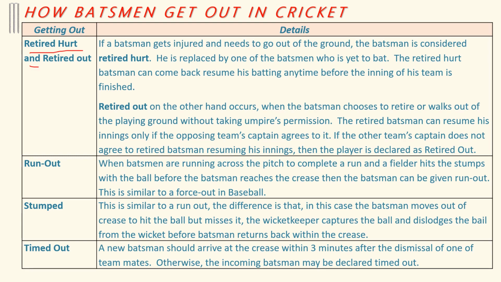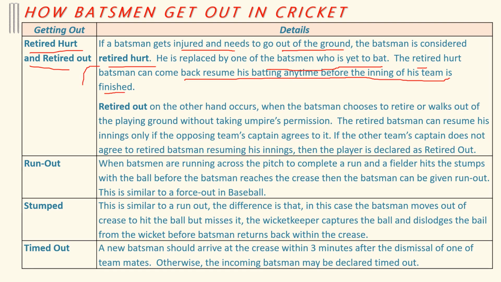The next is retired hurt and retired out. If a batsman gets injured and needs to go out of the ground, the batsman is considered retired hurt. He is replaced by one of the batsmen who is yet to bat from his own team. The retired hurt batsman can come back and resume his batting anytime before the innings of his team is finished.